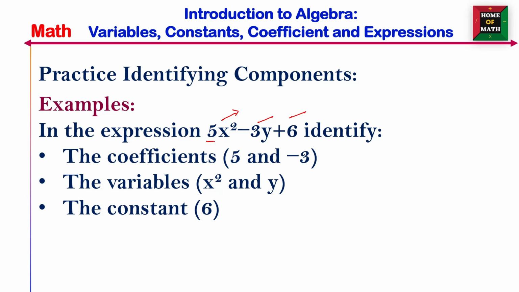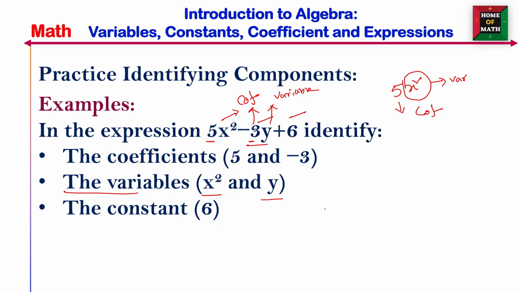Coefficient is 5 and 3. Why? Because in 5x square, x square is a variable and 5 is a coefficient. Similarly, 3y. Y is a variable and 3 is a coefficient. The variables x square and y already discussed, and constant is 6 because here is no variable included. 6 is a constant.